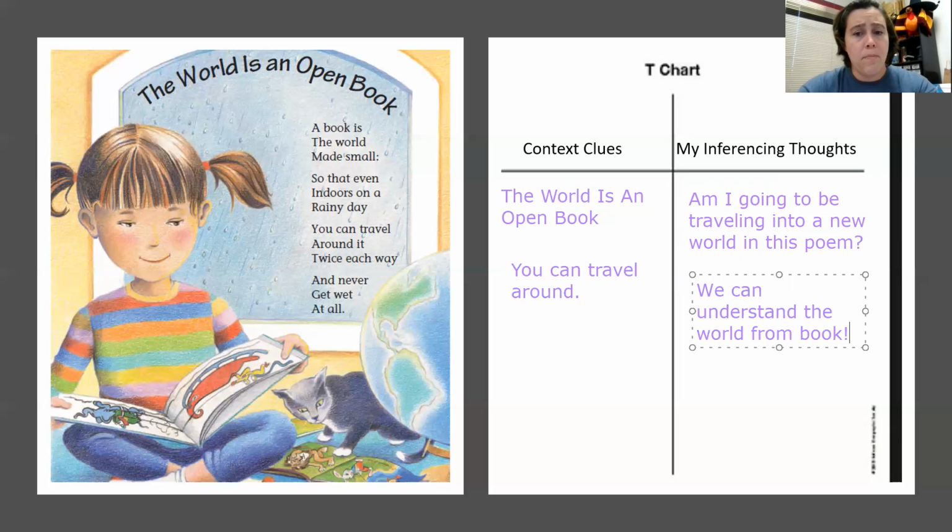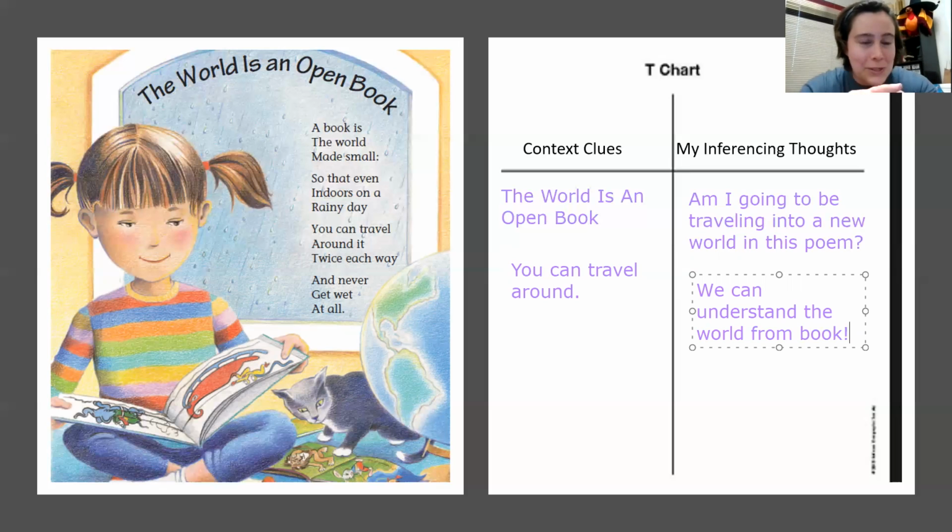Okay, so basically, from these context clues, it is kind of a short poem, but boys and girls, you can see how I am thinking outside of the box just based on the little words that are given to us in this poem. So just from reading this poem and looking and reading the words, my inferencing thoughts basically tell us that the world is an open book because when you read books, it takes you to a different place, which allows you to let your imagination grow or to let your brain grow so you can learn more about the world around us, even when it's a rainy day outside.